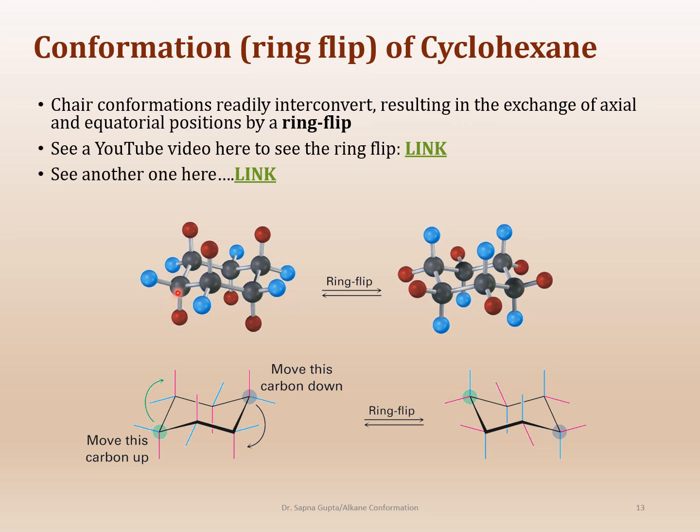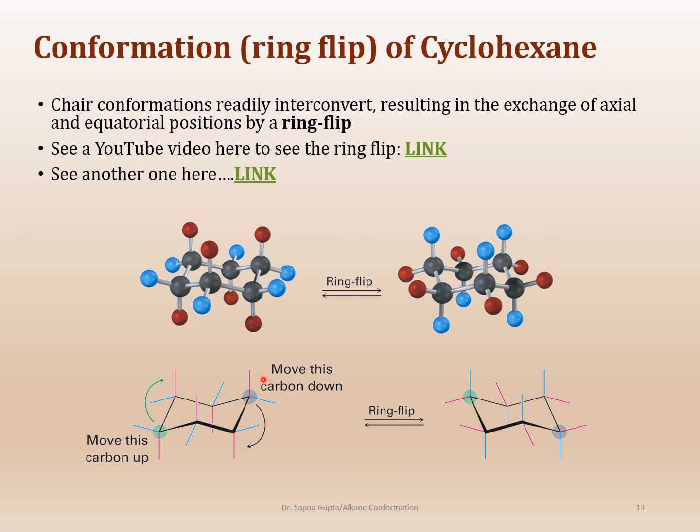So this carbon is this carbon. So this was down, this has gone up. This was up, this has gone down. So it's a ring flip right here. This is how it would look in a stick model. This is a ball and stick model. This is just a stick model. So this carbon has gone up and that carbon has come down.